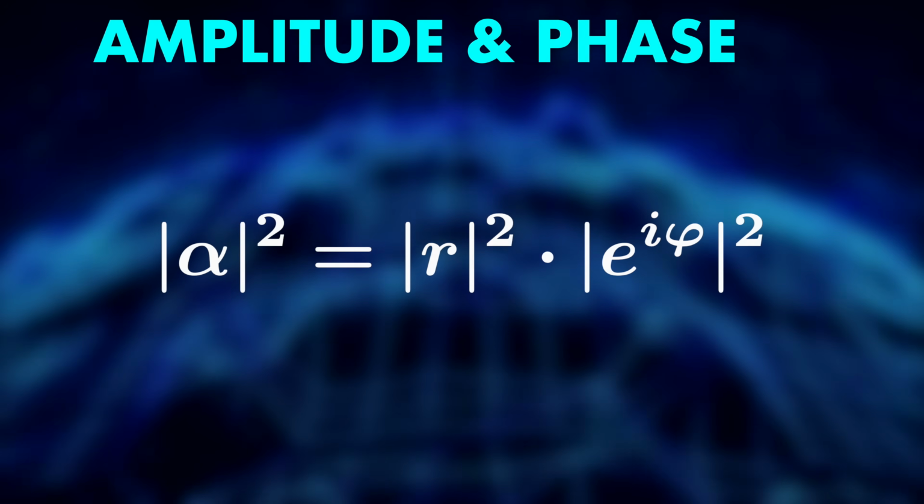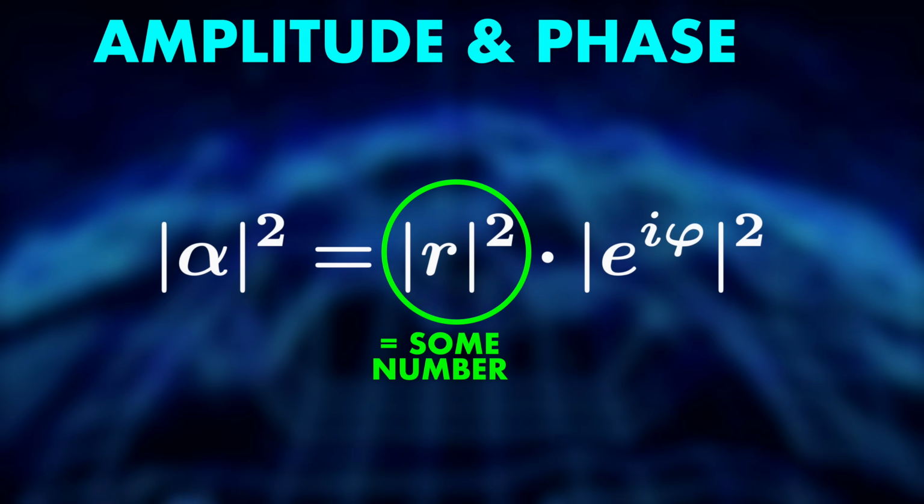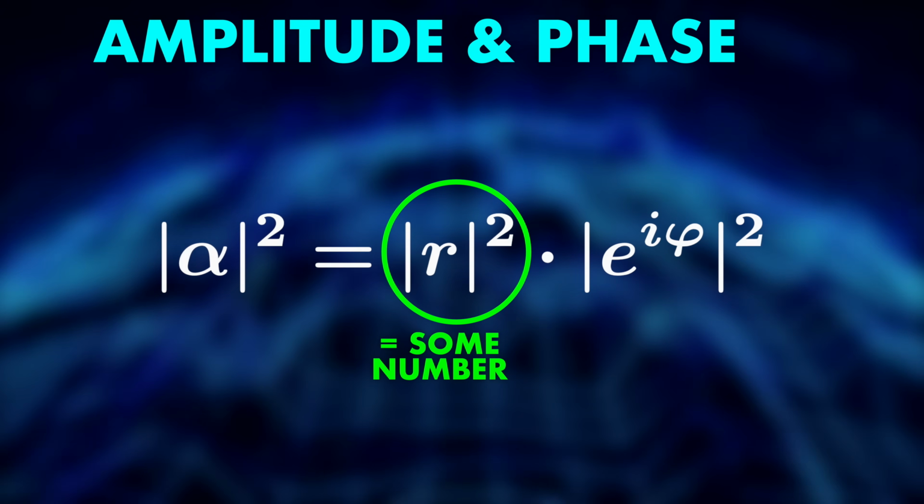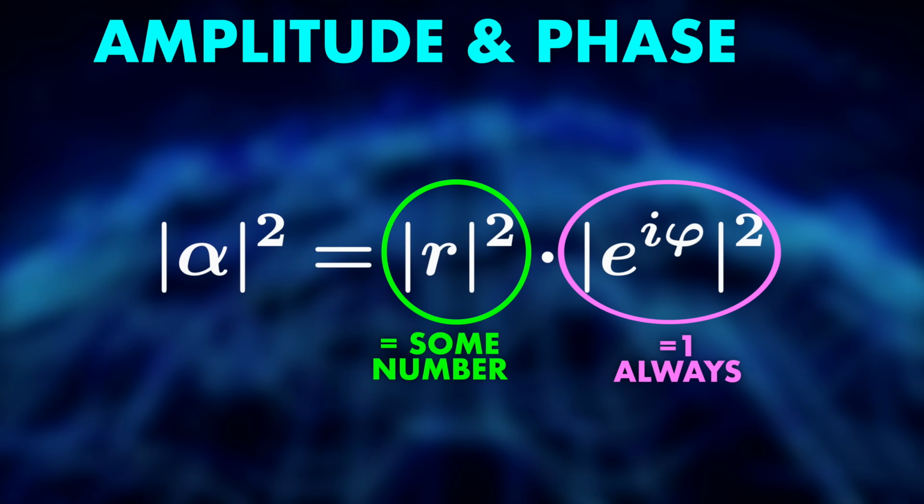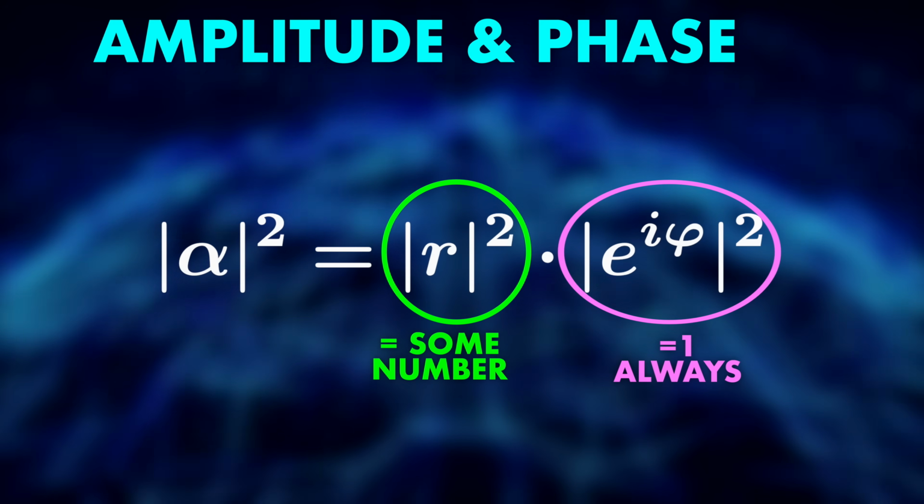And the reason why phases in quantum mechanics are often misunderstood or straight up ignored is that by themselves they have no effect. Because when we calculate the norm square of an amplitude, the length always gets squared to give some number, but the norm square of the phase is always just 1. So whatever phase a single quantum state may have, it has 0 impact on the measurement results.